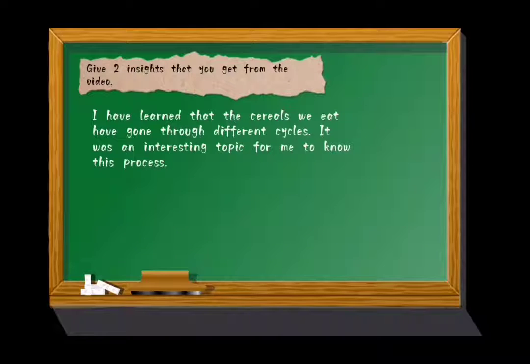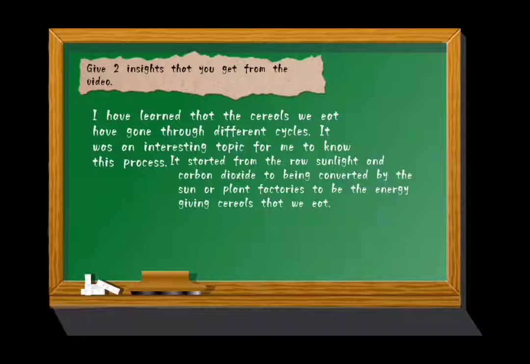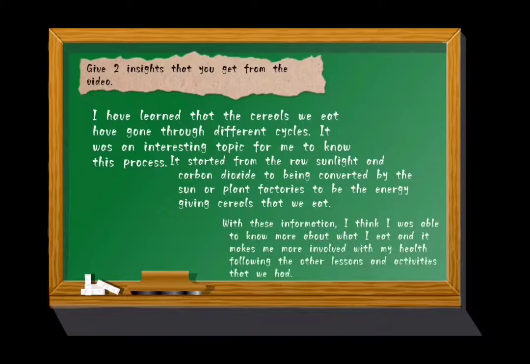I have learned that the cereals we eat have gone through different cycles. It was an interesting topic for me to know this process. It started from the raw sunlight and carbon dioxide being converted by the sun or plant factories to be the energy-giving cereals that we eat. With this information, I think I was able to know more about what I eat, and it makes me more involved with my health, following the other lessons and activities that we had.